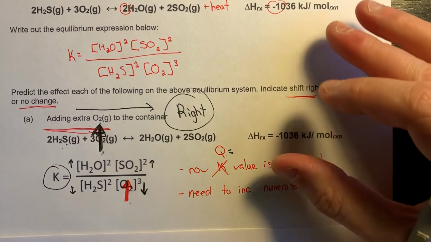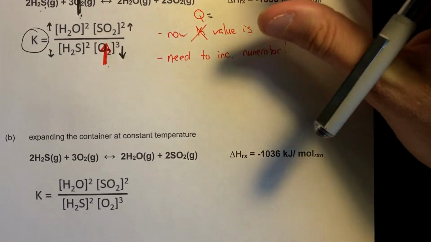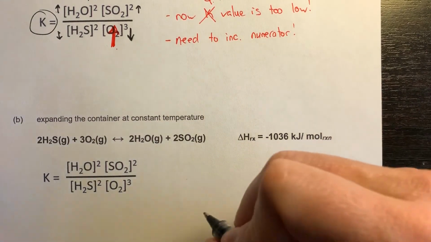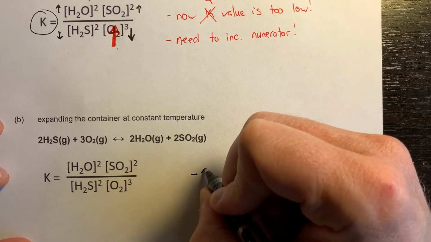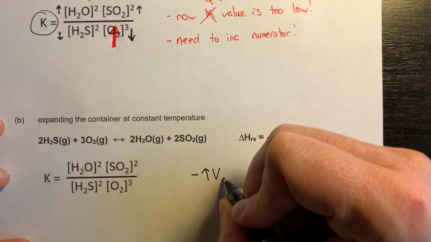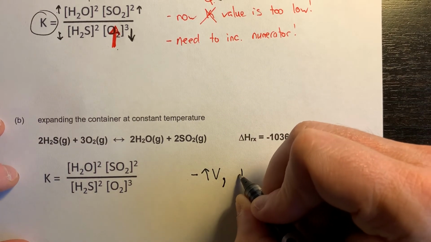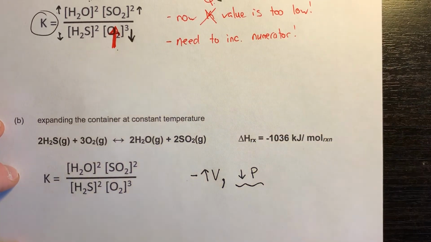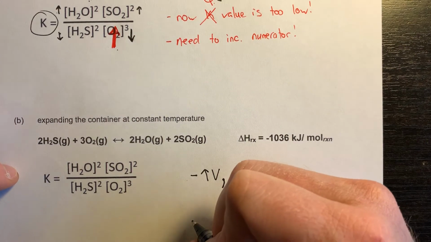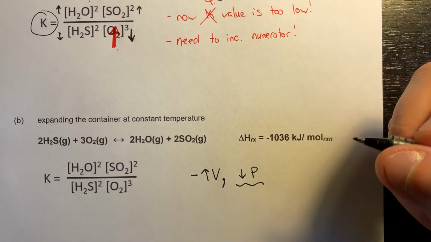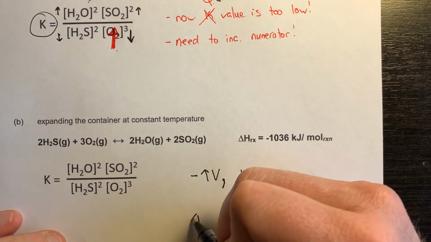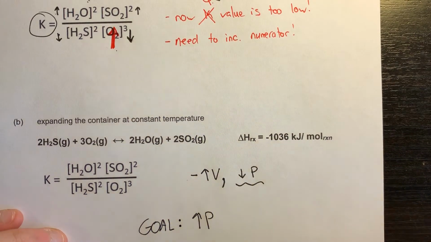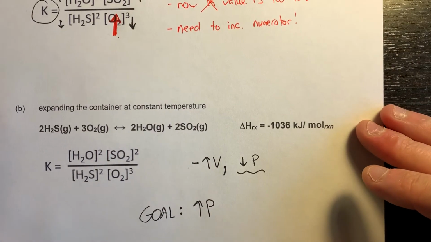All right, let's move on to B. We're expanding the container at a constant temperature, okay? So let's just take a look at what happens. When we increase the volume, this decreases the pressure. That's the stress that we've placed on the system, that we've decreased the pressure. Well, not we, but the system is going to find a way to increase the pressure. That's the goal, right? That's what this equilibrium system now wants to do in order to get back to equilibrium.